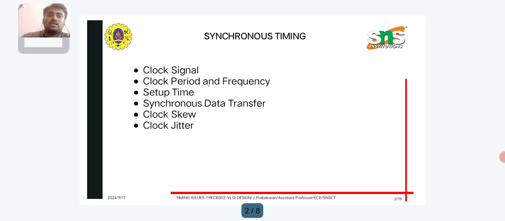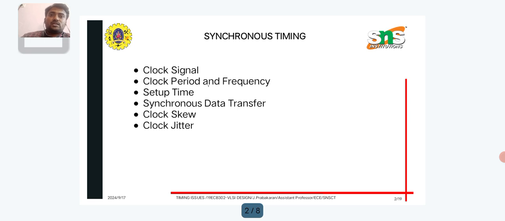Next one is clock skew. The clock skew, the difference in arrival time of the clock signal at different parts of the circuit. Skew can be positive or negative and must be minimized to ensure correct timing. Clock skew can result in setup or hold time violation if it becomes too large.